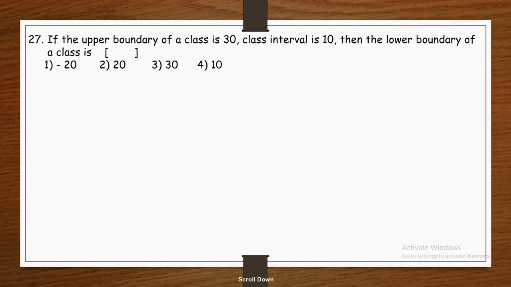Next, moving on to question number 27. If the upper boundary of a class is 30, so if I consider a class interval, this is nothing but my upper boundary. So this is 30 and the class interval is 10. So this gap is 10. Then what about the lower boundary? So the lower boundary is 20. So 30 minus 10 is 20. Hence the answer is 20. So this is possible only for exclusive classes. This formula is applicable only for exclusive classes.